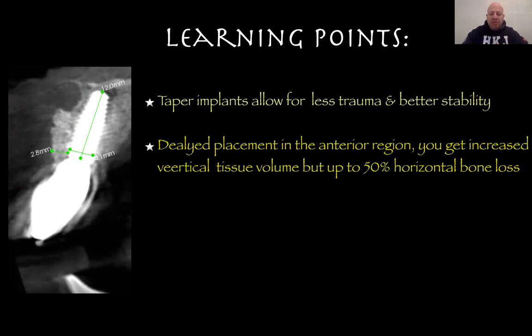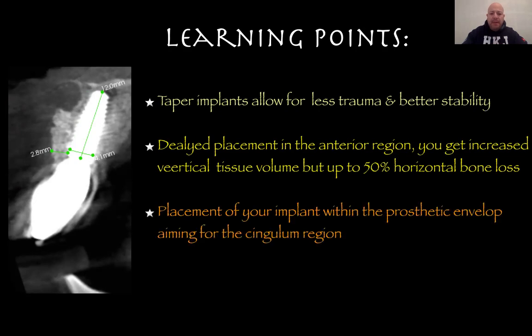Whenever someone has a tooth removed, as we said earlier on, you can have up to 50% horizontal bone loss, especially if we have thin biotype. Placement of the implant needs to be following the reverse treatment planning protocols. Basically, you decide where the tooth needs to be and then place the implant within that prosthetic envelope. In the anterior region, not only needs to be in the prosthetic envelope, but also underneath the cingulum, so we can have a screw retained restoration.